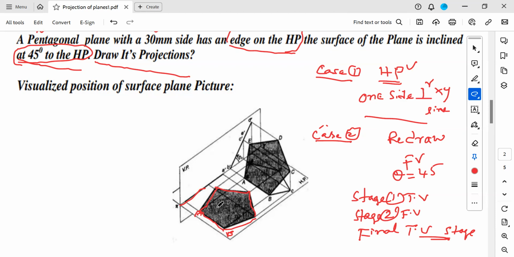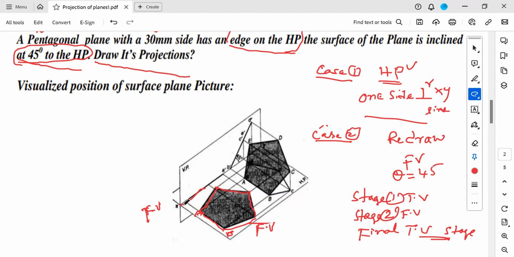Since it is on the HP, it is parallel to HP, that indicates that the plane is parallel to HP. Parallel to HP means you will get the true shape in the top view. First we need to draw the top view, because the plane is parallel to HP. Next stage, you need to draw the front view.